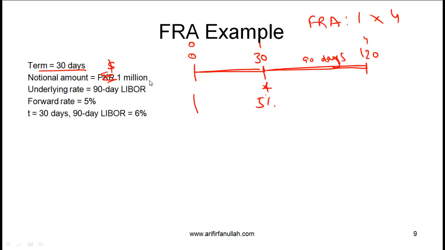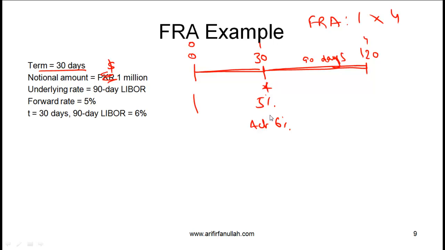And similarly, the counterparty is obligated to lend, which is like selling money, at a rate of 5%, no matter what the interest rate is. So now that's the agreed amount, that's the forward rate. Let's say now on day 30, the actual LIBOR is 6%. So the actual is 6%. So on this day, the actual is 6%.